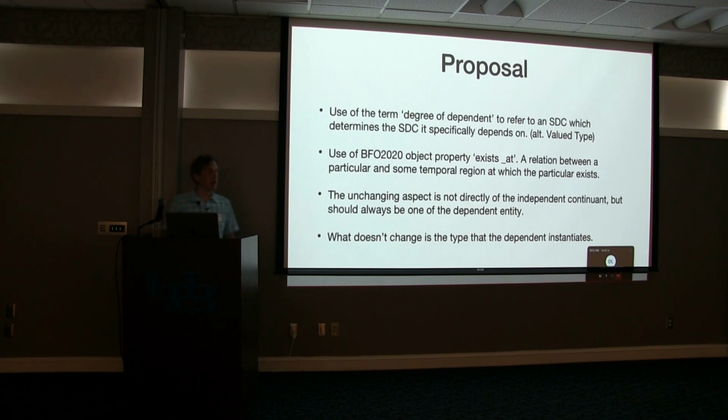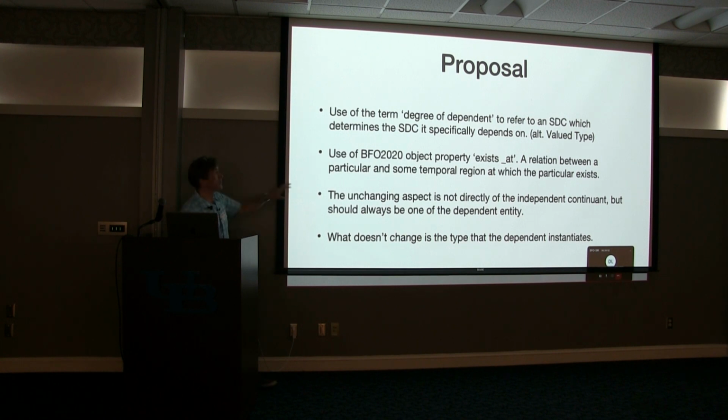So, in the next few slides, I'm going to use the term degree of dependent to refer to an SDC which determines the specifically dependent that it depends on. This is essentially a valued type. I think it's analogous to what OBI is doing, but they don't actually create a type of SDC. They have the valued type, the information specifically just about the bare temperature, the bare quality, if you'll allow me that phrase.